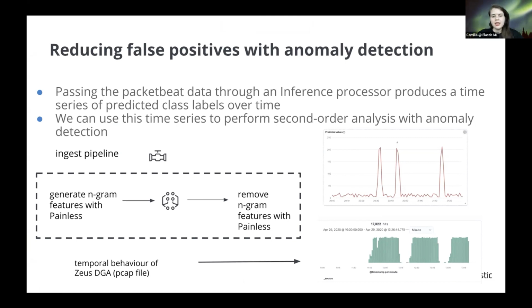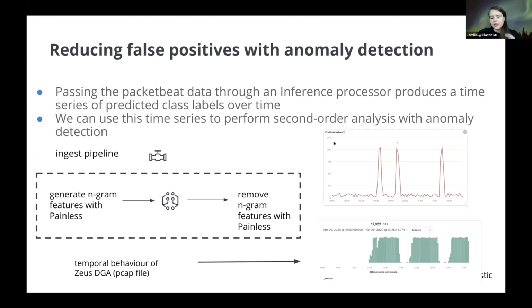Now, the cool thing with this is that you can combine the unsupervised features of the Elastic Stack to perform second order analysis with anomaly detection. The first thing to note is that if you plot the labels assigned to your Packetbeat data against time, what you will actually get is a time series, which is perfect because that means we can pass it into our anomaly detection job, and that will help us to further enrich and make a better detector.